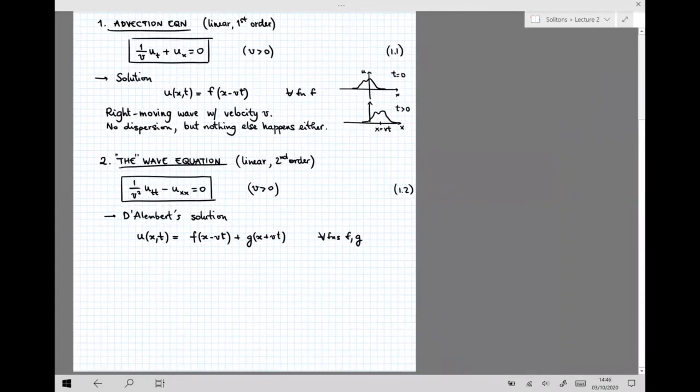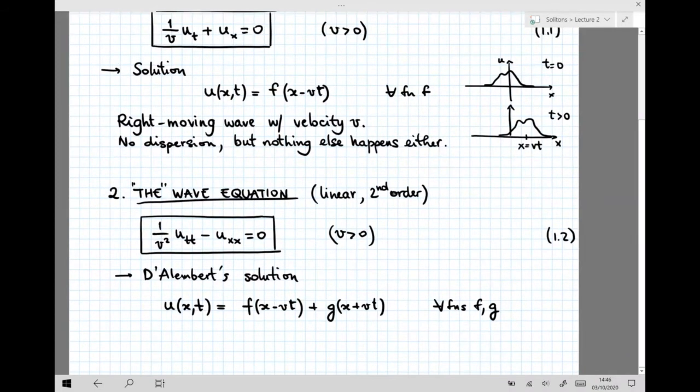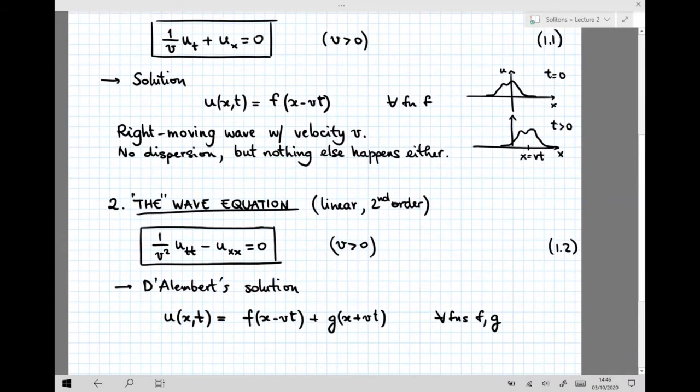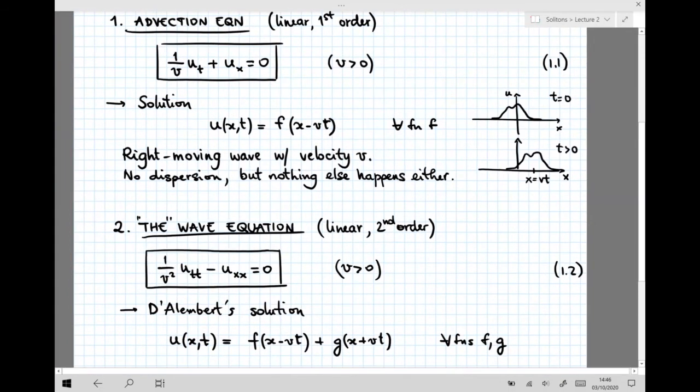So I should say perhaps that the way to see that the general solution of the advection equation is this right moving wave, which I've written above, and the general solution of the wave equation is D'Alembert's solution written here, is to change variables from x and t to, for instance, x minus vt and x plus vt. And then it's easy to see that the equations simplify in these new variables, and it's immediate to find this solution. So I'm sure you've seen this already, but anyway, I'll leave it to you as an exercise to derive these results.